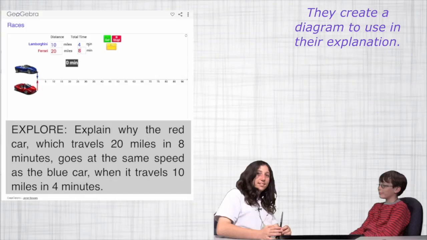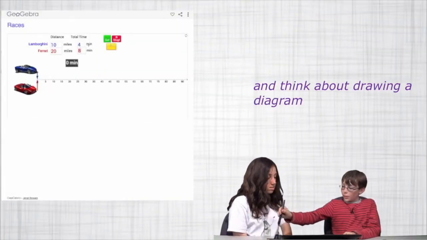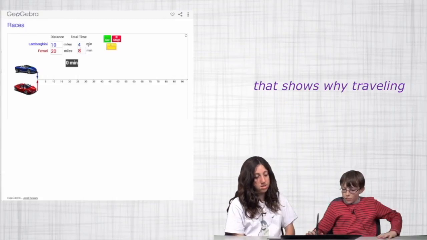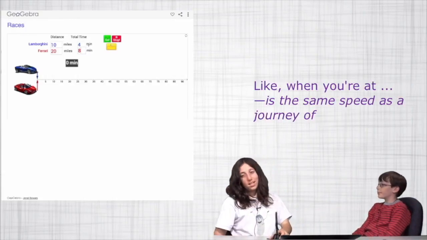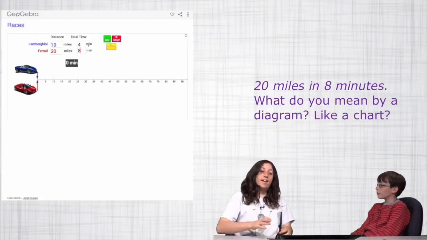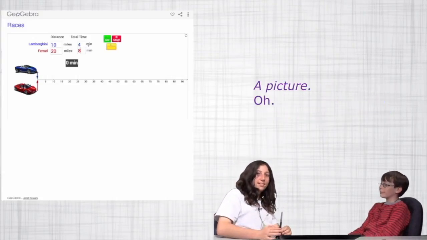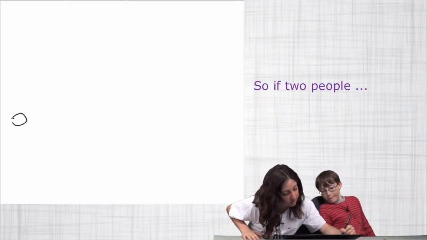They create a diagram to use in their explanation. I want you to talk together and think about drawing a diagram that shows why traveling 10 miles in 4 minutes is the same speed as a journey of 20 miles. What do you mean by a diagram? Like a chart? A picture. Oh, so yeah, 2 people.